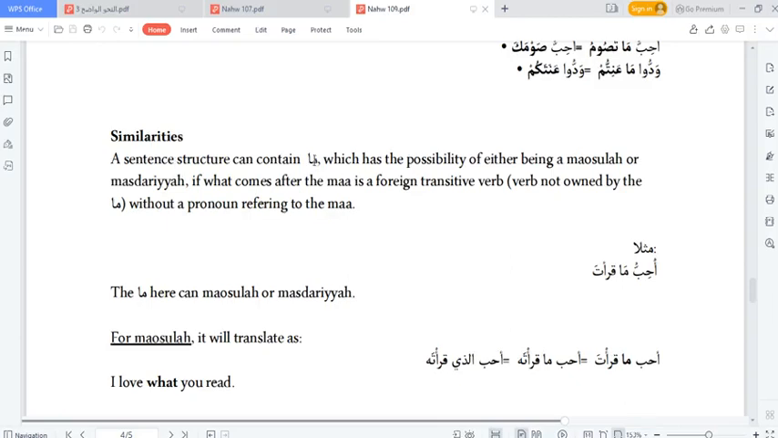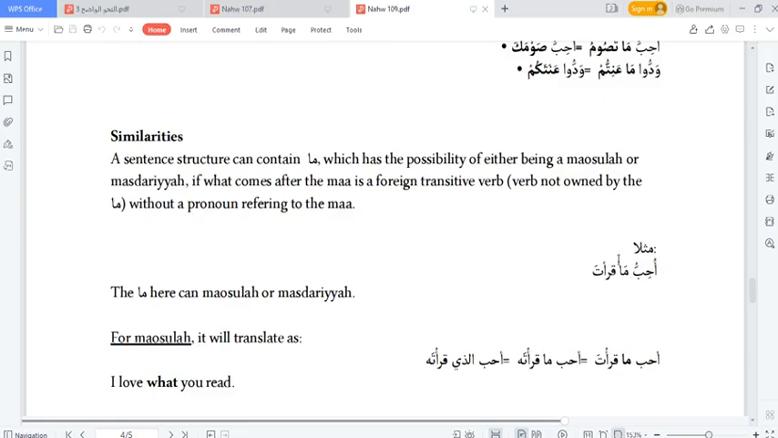A sentence structure can contain ma, which has the possibility of either being a ma mausula or a ma al-masdariya. If, note this, what comes after the ma is a foreign transitive verb, meaning a verb not owned by the ma, without a pronoun referring back to the ma, so you can't see a pronoun, either explicit or implicit, that is referring back to the ma, then the ma can be mausula or can be masdariya.